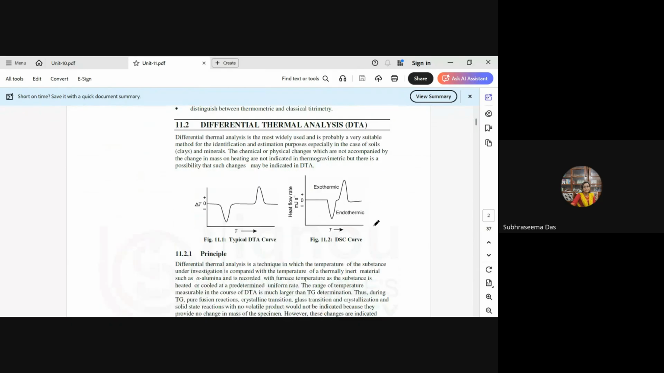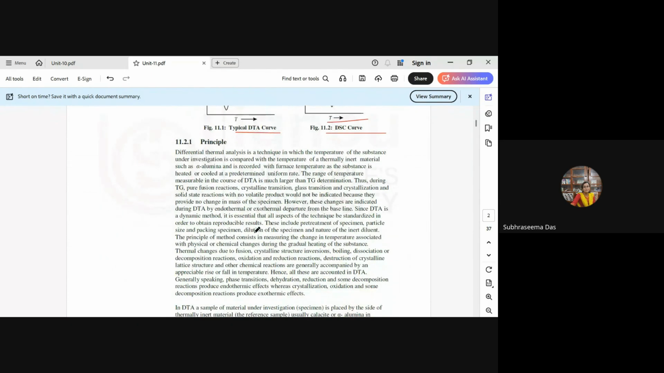Here this is a DTA curve, that is, mass loss versus temperature. Here, change in temperature versus temperature, and here this is a DSC curve. This is the enthalpy change versus the temperature. First is the principle of DTA. Differential thermal analysis is a technique in which the temperature of the substance is compared with the temperature of a thermally inert material such as alpha alumina, and is recorded with furnace temperature as the substance is heated or cooled.